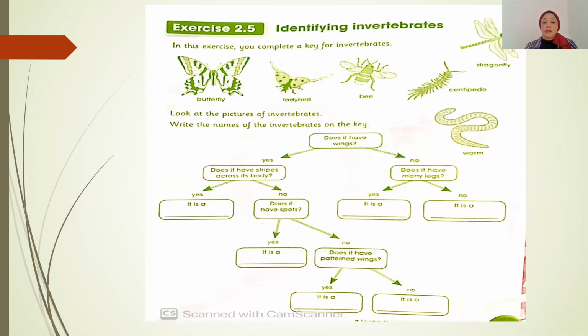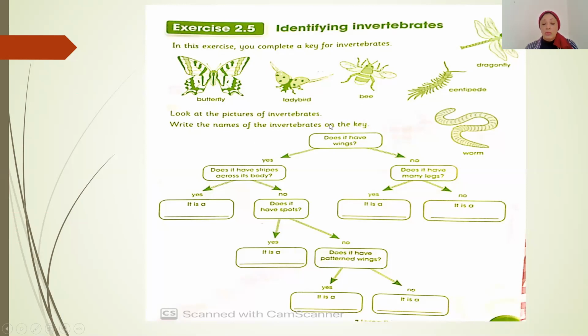Using identification keys to identify the invertebrates. Remember, when we use these keys to identify some of the animals, we can also use them to know which kind of insects or invertebrates. This is the exercise in your activity book, exercise 2.5. In this exercise, you complete a key for invertebrates. You have butterfly, ladybird, bee, centipede, and dragonfly. Look at the pictures of invertebrates and write the names of the invertebrates on the key.